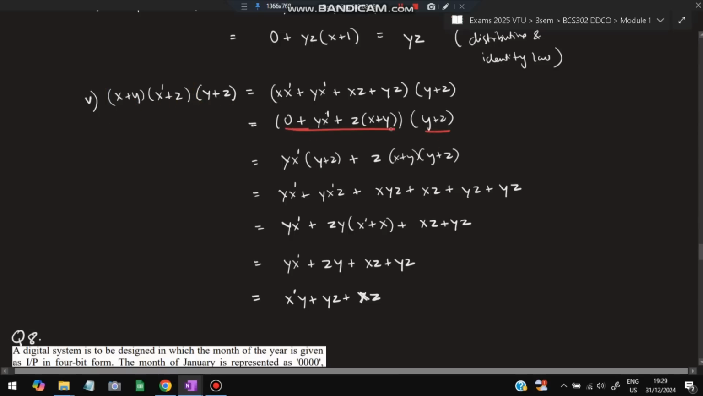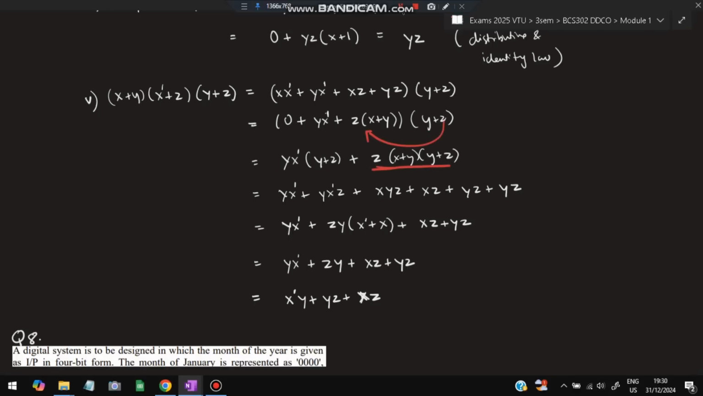When you simplify this value and multiply with y, you'll be getting this answer, plus z into the simplified value of this one. You'll be getting this value here. Let me say it in another way. What's happening here? 0 is there, and 0 plus something will be this only.